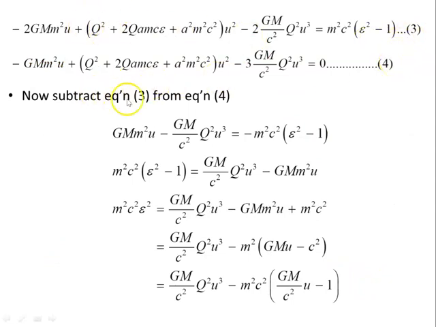Next thing we can do is subtract equation 3, the first one here, from equation 4, the second one. So the second one minus the first one, or equation 4 minus equation 3. When we do that, this middle term on both sides will cancel out, and we will have one lot of GM u squared minus GM on c squared times all this. This bit on the right hand side will become negative.